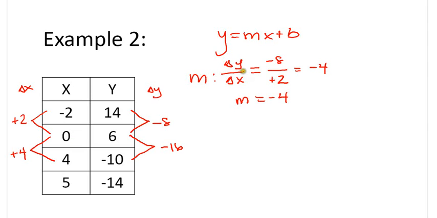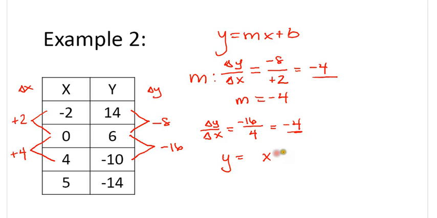So if the change in y over the change in x is negative 16 over 4, then I find that this again simplifies to negative 4, reinforcing that even though these differences in y's are different, the ratio of the difference of y over the difference of x is still the same. In this case, it's still negative 4.